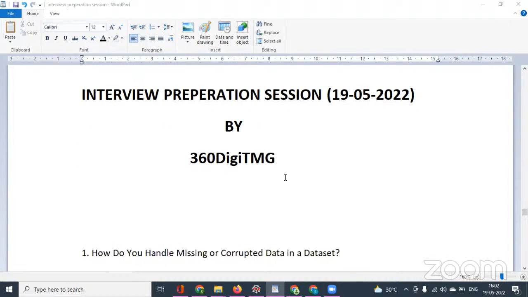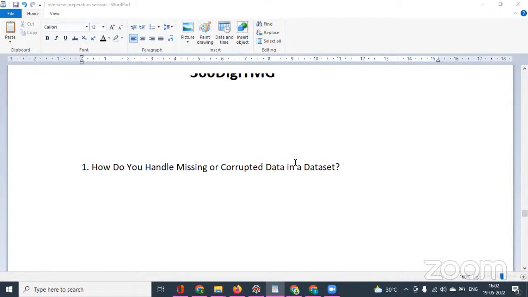The very first question is, how do you handle missing or corrupted values in data sets? If you know the answer, please try to answer in the live comment session. And anyway, we will be discussing the answer in a minute.